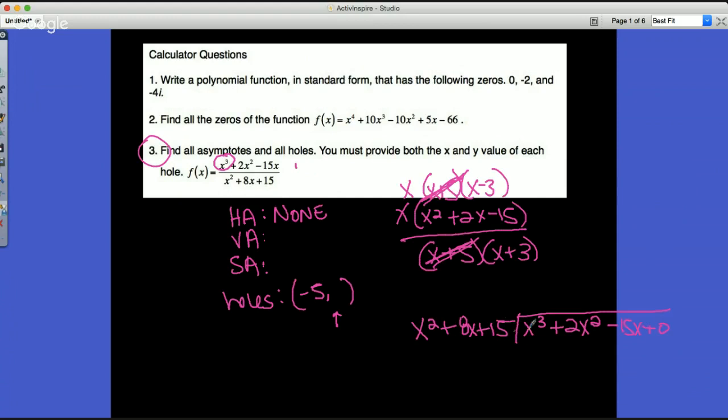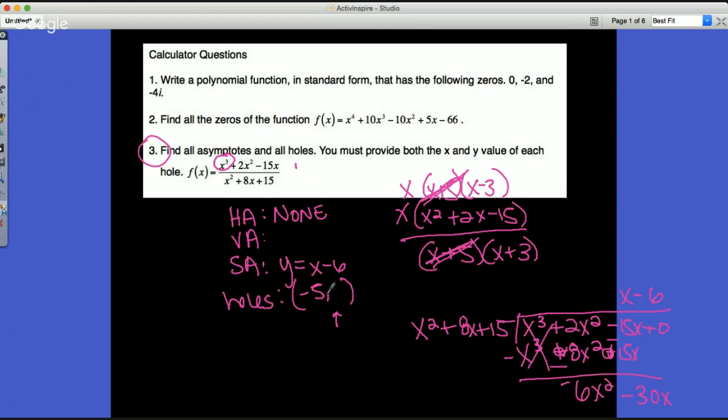So what times x squared gets me x to the third? We know that that's x. So we're going to multiply that out. All right, so we then change the signs. Okay, now we get negative 6x squared. Remember, this cancels. And minus 30x. So what times x squared gets me negative 6x squared? We know that that would be negative 6. So y equals x minus 6 would be my slant asymptote for what I'm looking for on that.